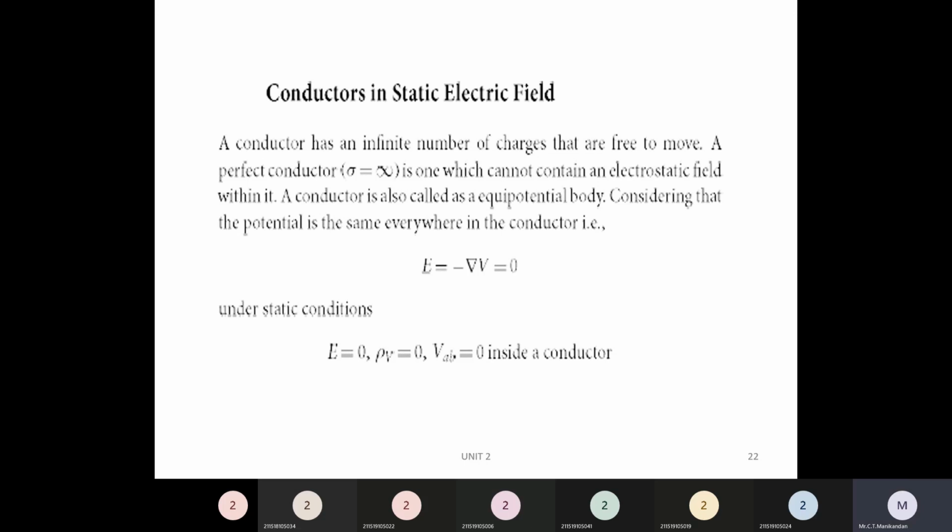We already know that E equal to minus del V. If you substitute E equal to 0, what happens? Del V becomes 0. So under static conditions, E equal to 0, and the potential difference V AB will also become 0. That is, inside the conductor there won't be any potential. Only on the outside of the conductor will you have the potential. This is an important concept, and you have to keep it in mind.